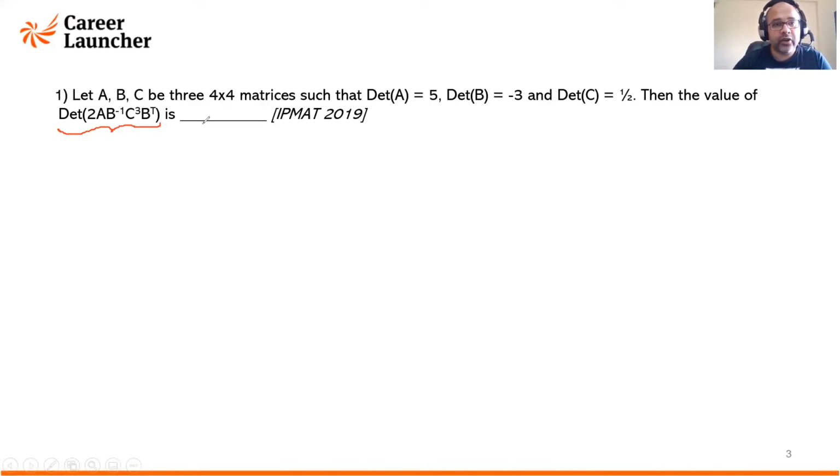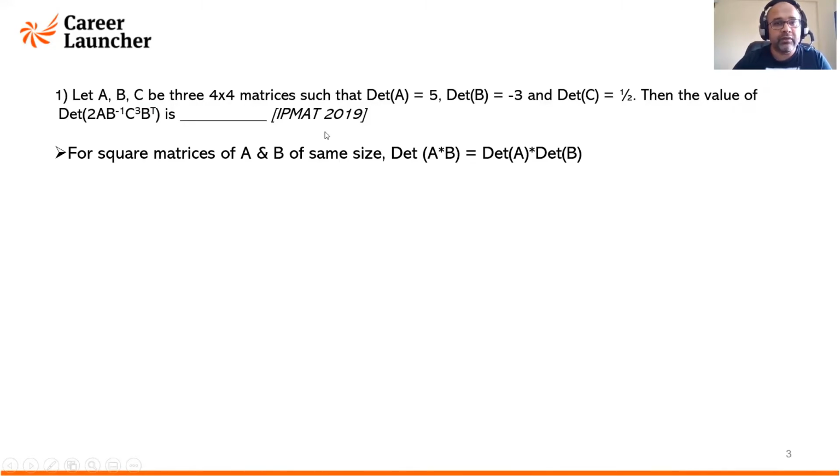And if you notice, there are no options. So this was a short answer question. If you want to solve it, pause the video and you can try to get an answer. All right, so those of you who want to continue, let's see what is the process here and what are the properties I'm going to use to solve this question.